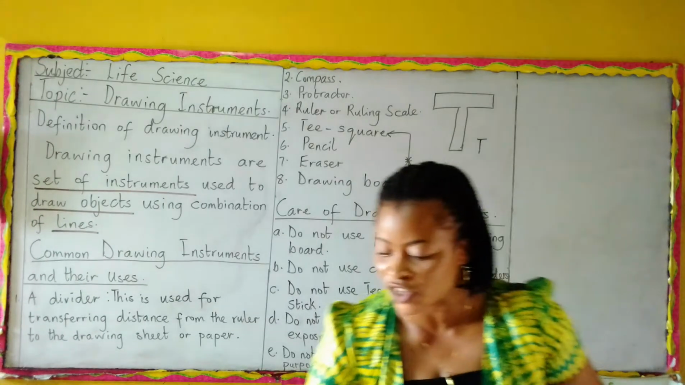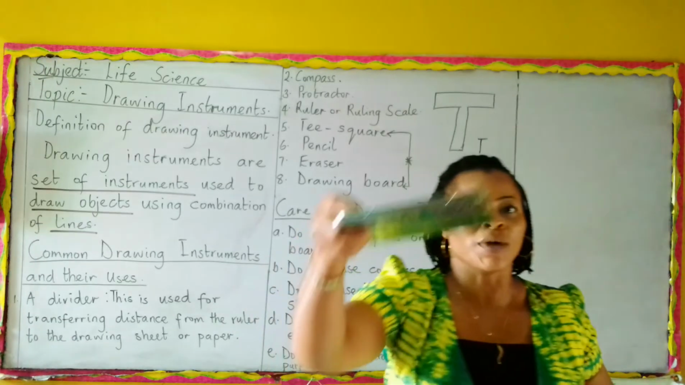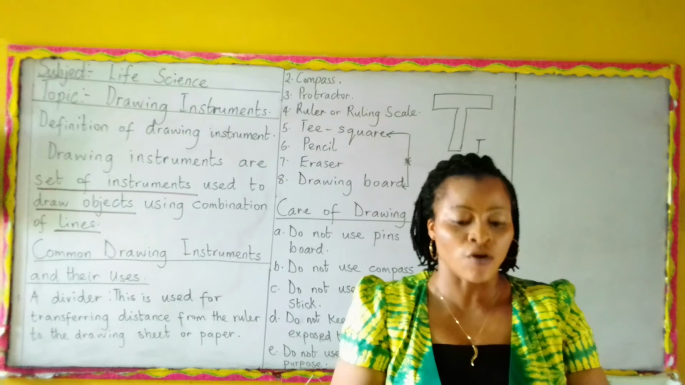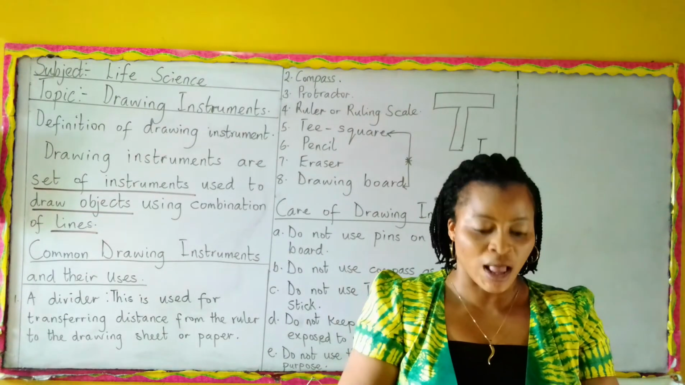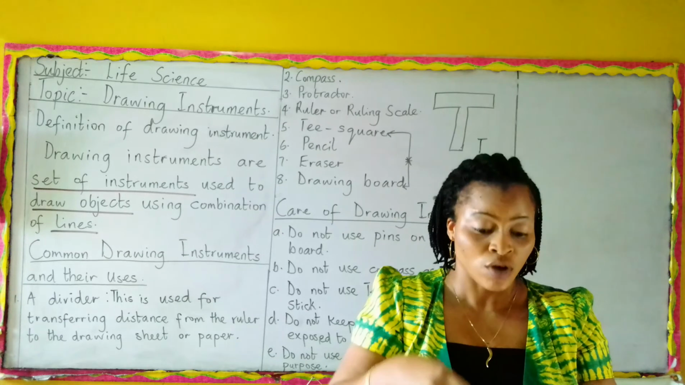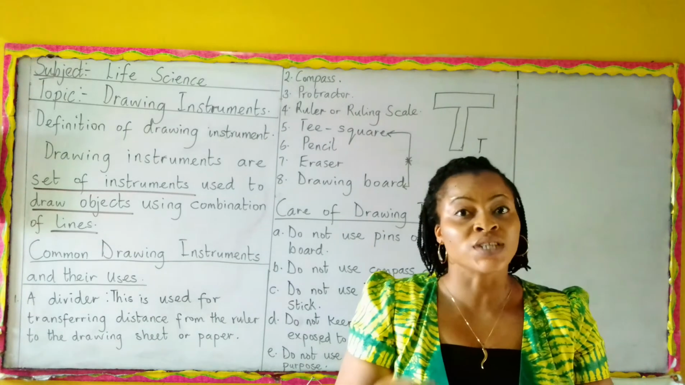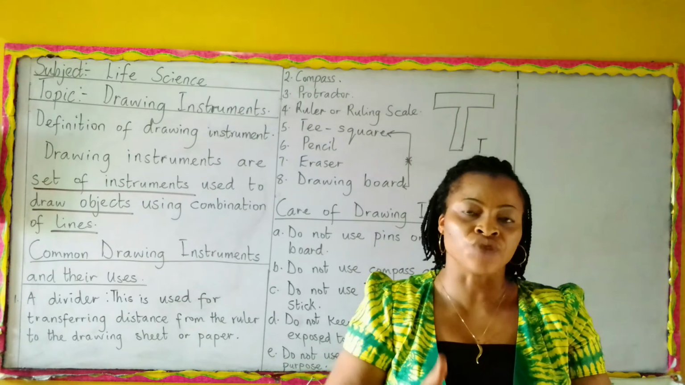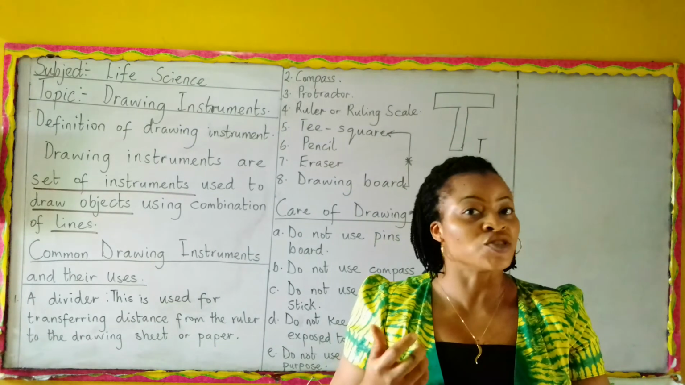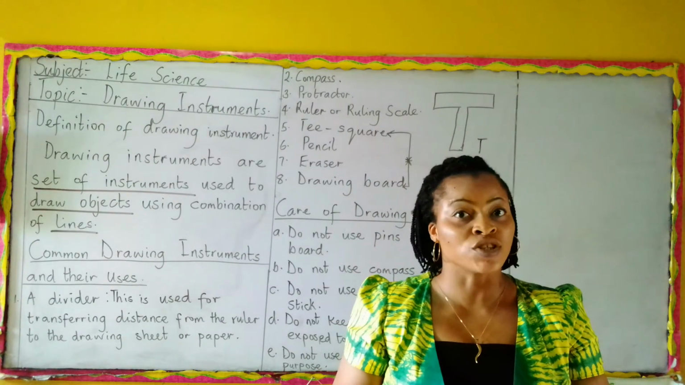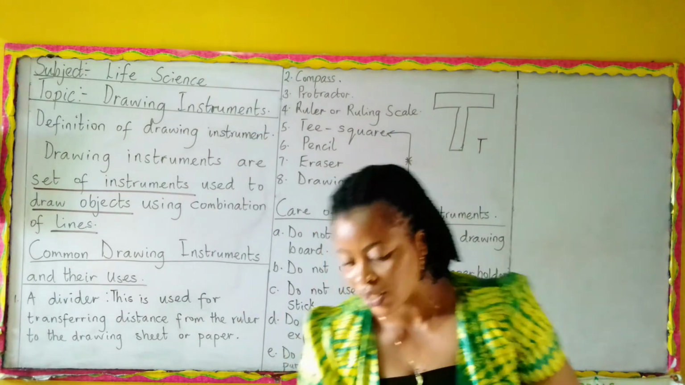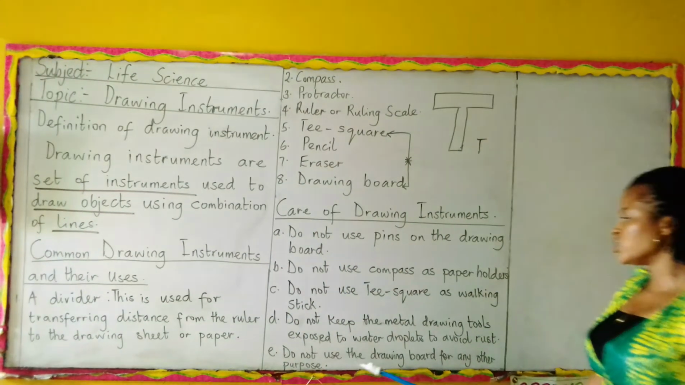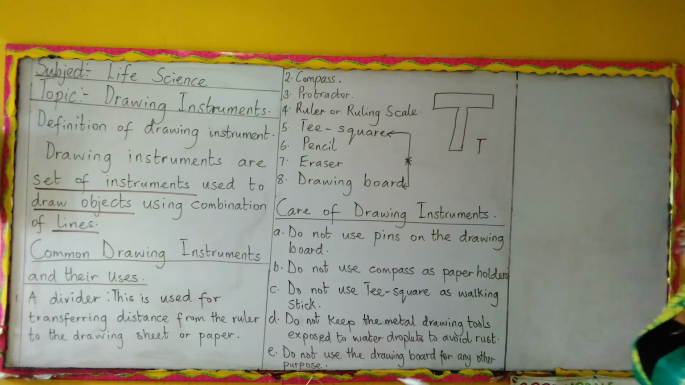What do I mean? Don't leave it open. Anytime you are done using your mathematical set, ensure that you cover it what? Properly. If there is any way you allow water to splash or sprinkle on them, please use a dry cloth to do what? To dry up the water. Don't leave it there because it's going to rust. And when it gets rust, it becomes weak and can easily do what? Break.